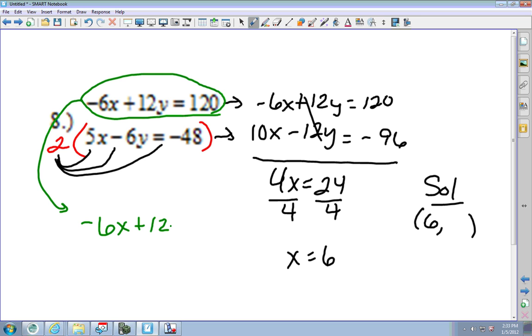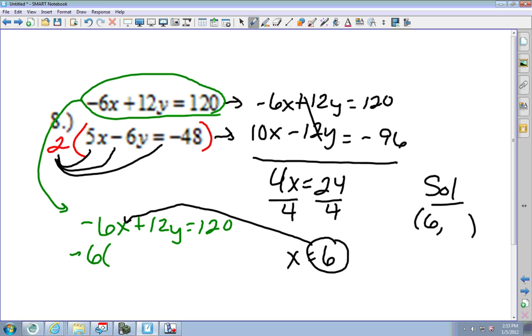-6x plus 12y equals 120. Well, x is 6. So I'm going to take this and I'm going to put it in here. And I have -6 times x. X is 6 plus 12y equals 120. Right here, -36 plus 12y equals 120.